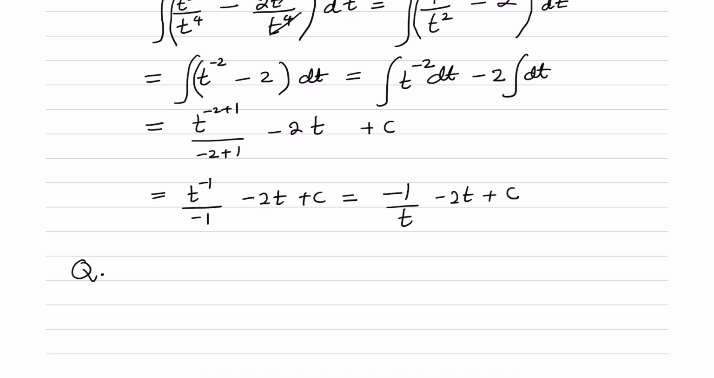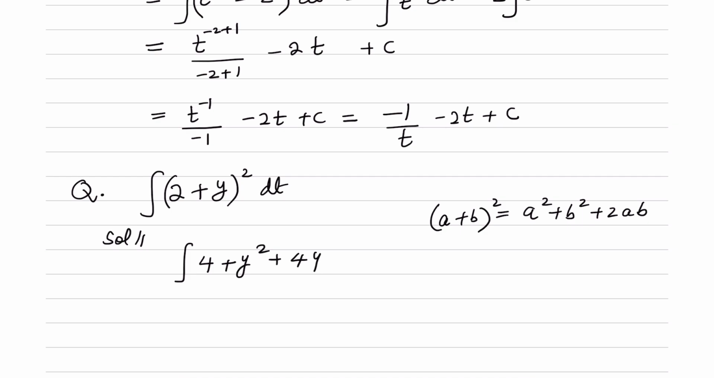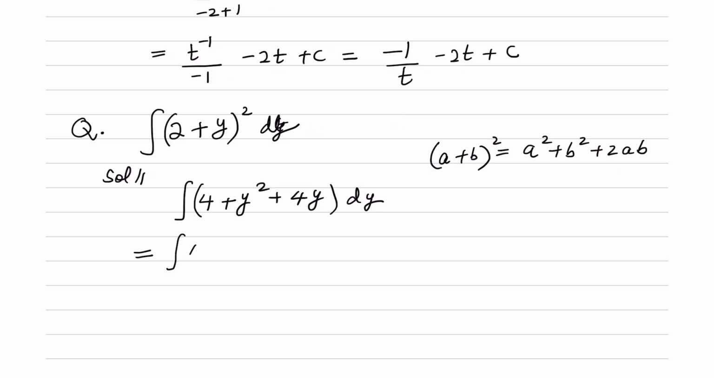Let's solve another problem. We have to integrate the expression 2 plus y whole square. Before we integrate this expression, we will open this up by using this formula, a plus b whole square, which is a square plus b square plus 2ab. So here we have 4 plus y square plus 4y. This can be separately written as 4 dy, y square dy, plus 4y dy.